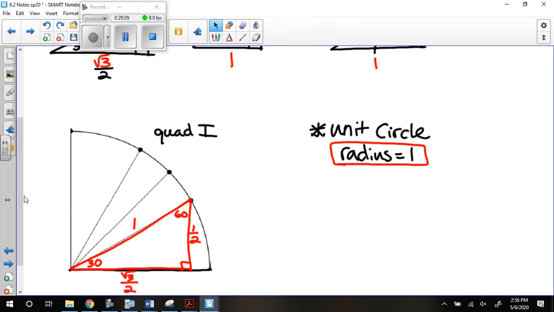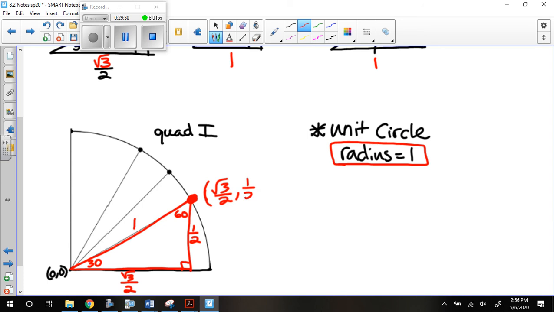Now I'm going to move, no, I'm not, okay. So, this ordered pair, if I'm trying to go to that ordered pair, if this is my origin, 0, 0, I will go to the right square root of 3 over 2, and then I will go up 1/2. Okay, so that's that ordered pair.